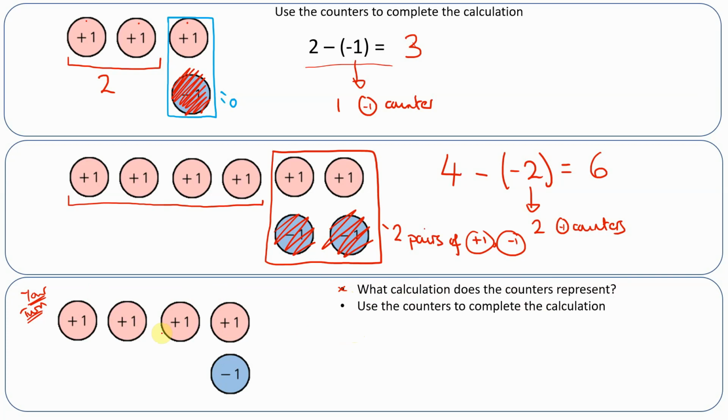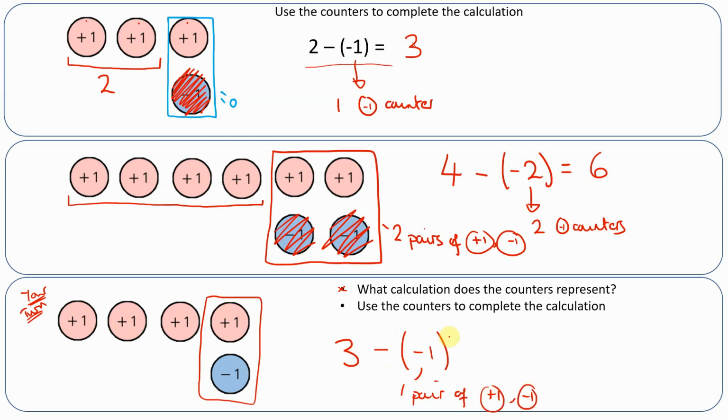Okay, so hopefully you've had a think of that and you've replayed the video. So this would represent, well, my total value of the counters is 1, 2, 3, 4, and then take away 1, so 3 again. So it's going to be 3, and we've got one pair of numbers. So subtract minus 1, because we've got one pair. Okay, so pause the video, see if you can have a go at that calculation.